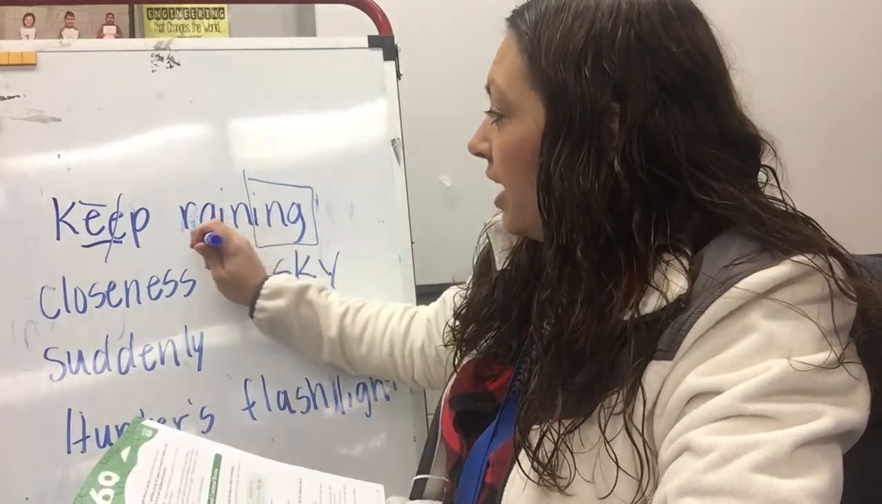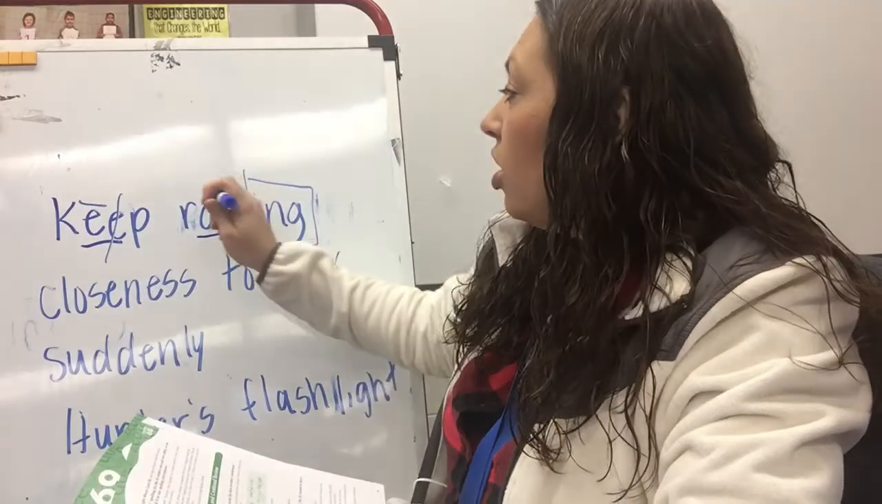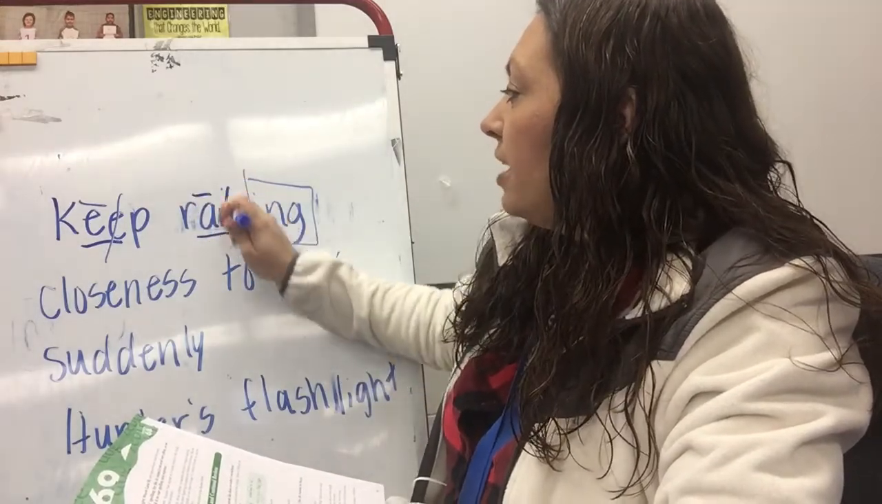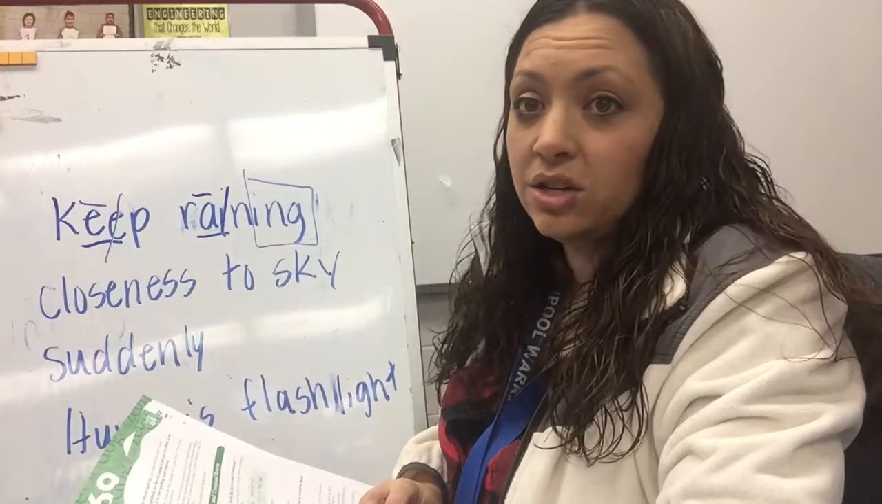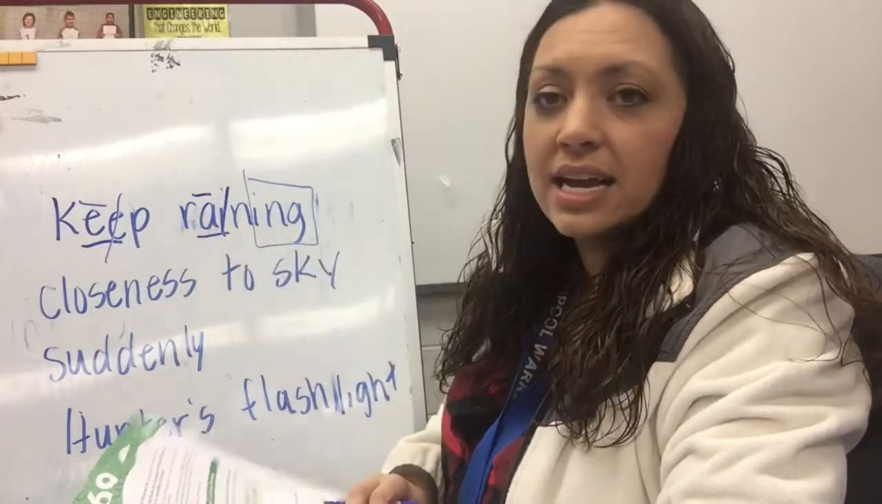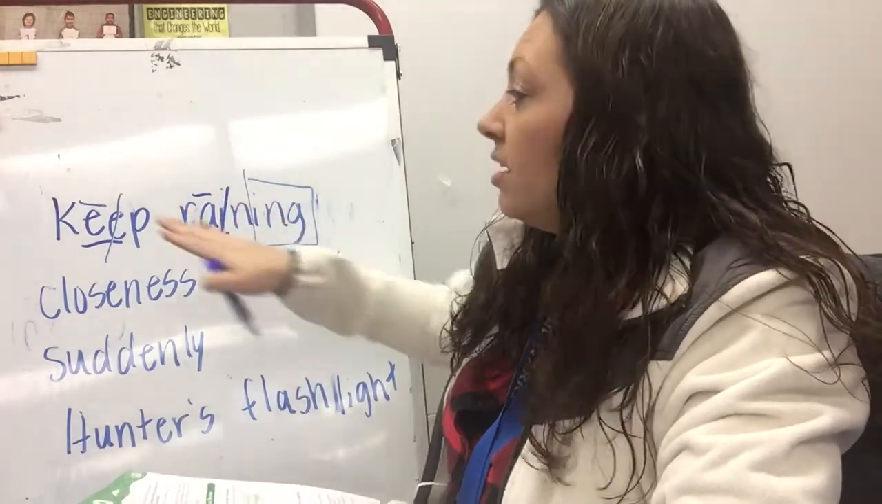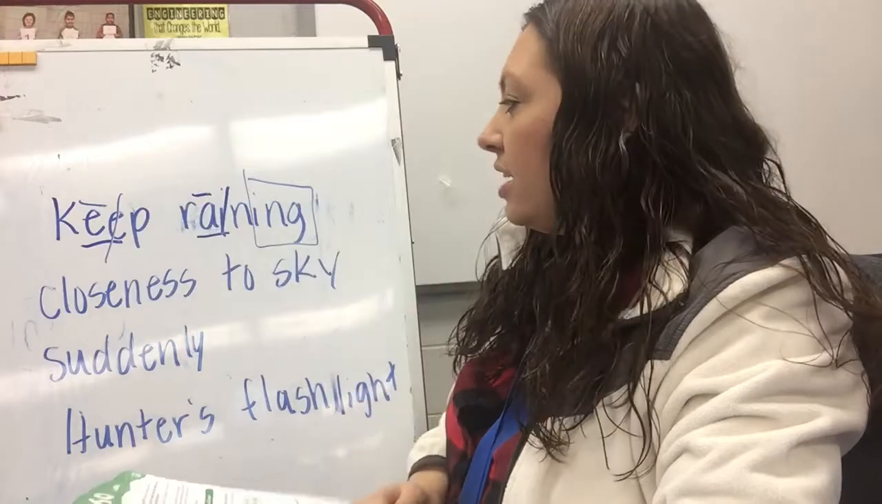So we're gonna go ahead and underline the AI. It says A, so a long A. So I'm gonna put that macron on top and I need to cross off the I because I don't hear it. So when I sound it out now, I say rain, rain, and then add the ing, raining. So keep raining. Very good.